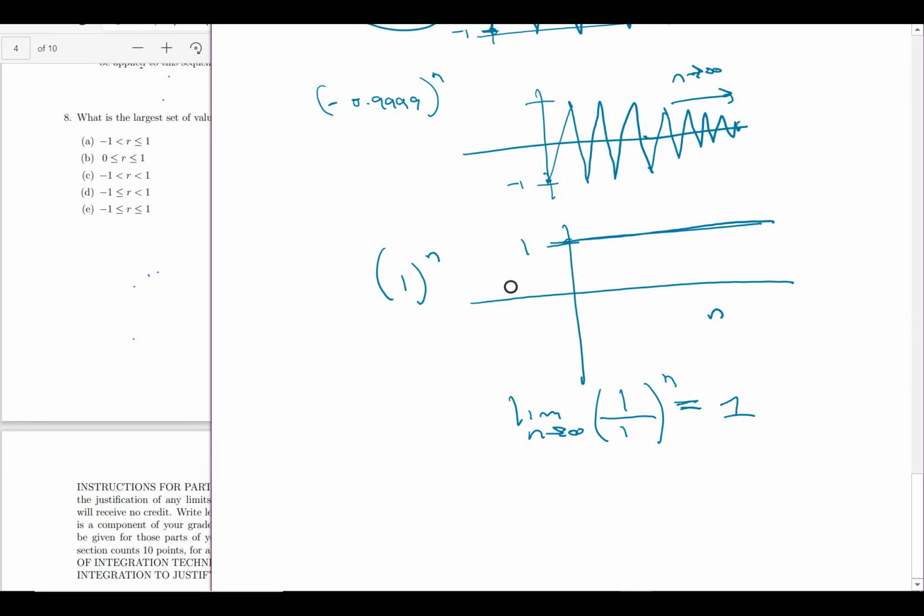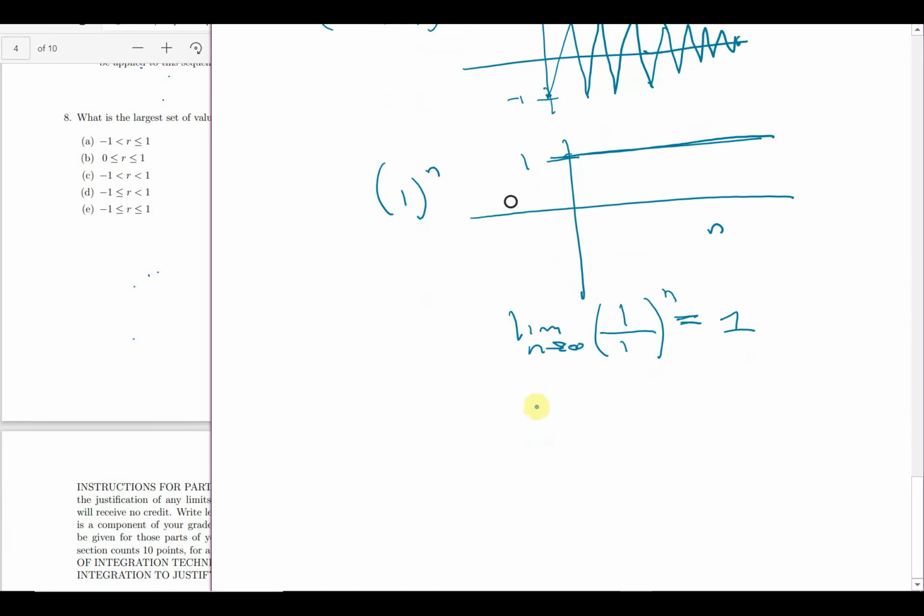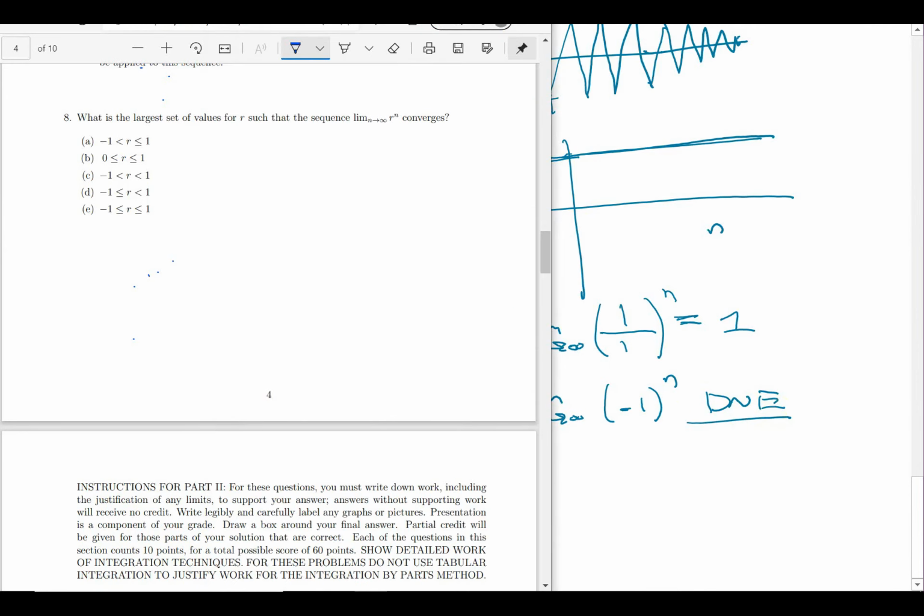So it has that limit, but if you take the limit as n tends to infinity of negative 1 to the n, it does not exist because there's two values, negative 1 and 1. So essentially right here, it's going to be negative 1 less than, but less than or equal. So it includes everywhere except negative 1. And that's the key. And it will converge for all those cases.